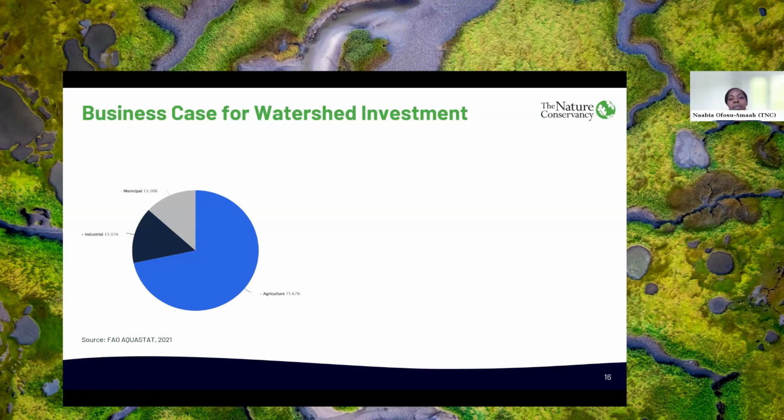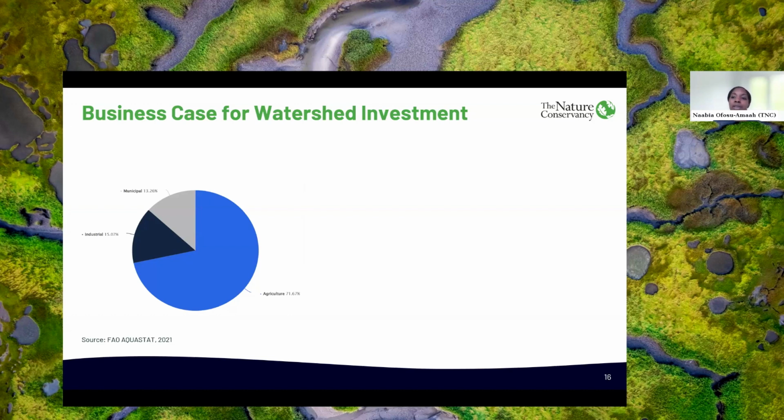So you'll see the big blue part of the graph is 71% of water that is withdrawn is from agriculture. And then 15% is withdrawn for industrial purposes and 13% for municipal purposes. So companies are significant water users, the industrial use that we see, that 15%. But then also agricultural inputs that go into a lot of the products that we consume use a lot of water as well. So if there was no water, or if water was of poor quality, this would have a significant impact from a business perspective.